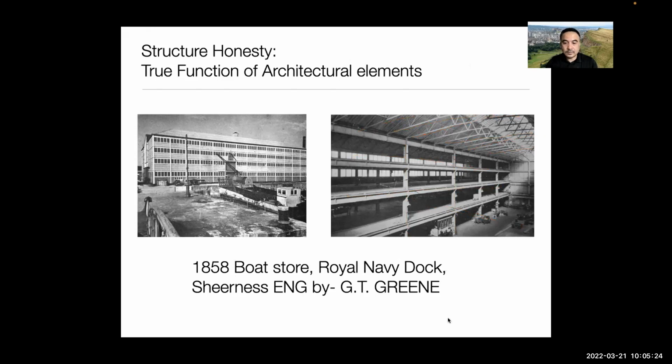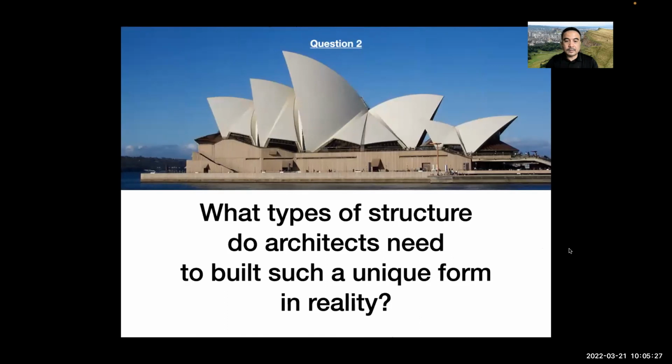Okay, what else? What example do we have? Now, what type of structure do you think? Utzon drew these images of the Sydney Opera House, right? Very unique form, right? How can you build this form? What structural system would you use? What kind of material would you use?